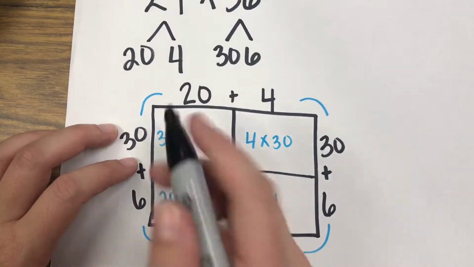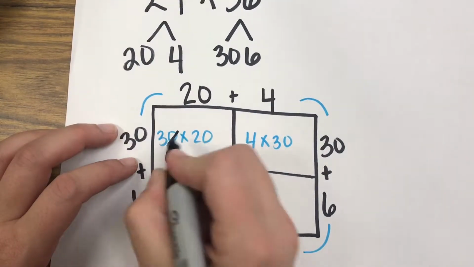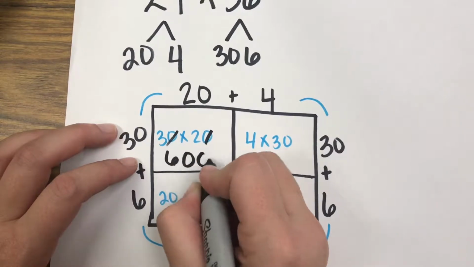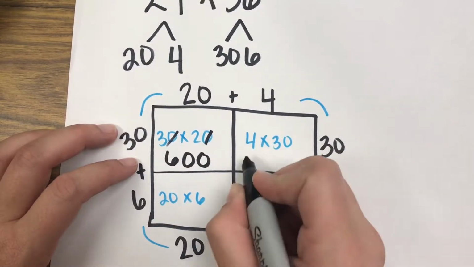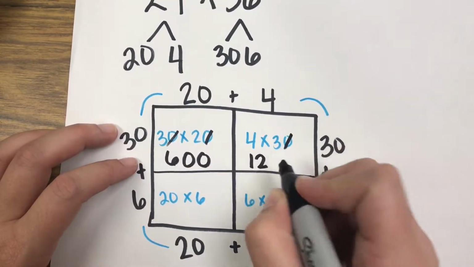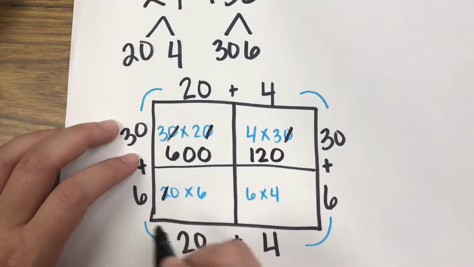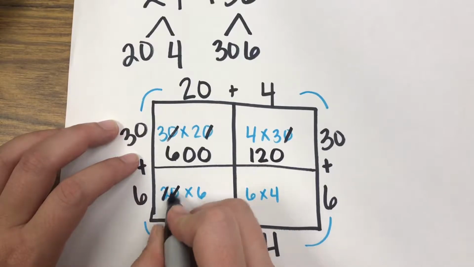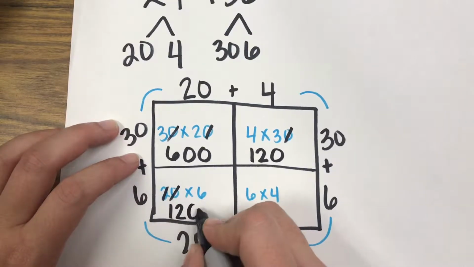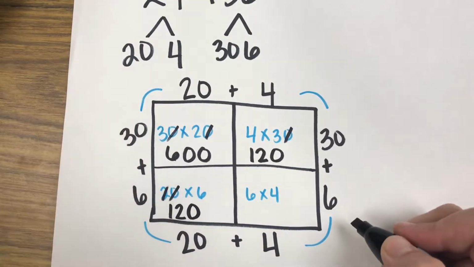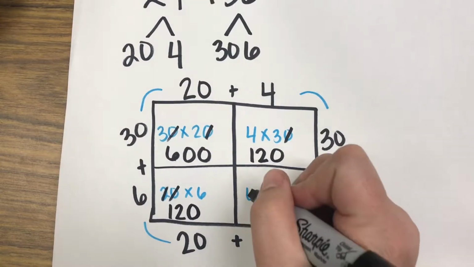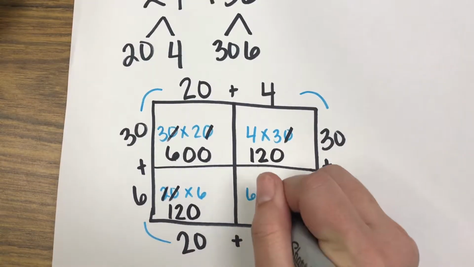So 3 times 2 is 6. And I take my zeros and I put them in my new number. 4 times 3 is 12. I take my 0 and I add it to my new number. 2 times 6 is 12. And I crossed off the 2, but I meant to cross off the 0. That is also 12, which has a 0 in the ones place. And then 4 times 6 is 24.